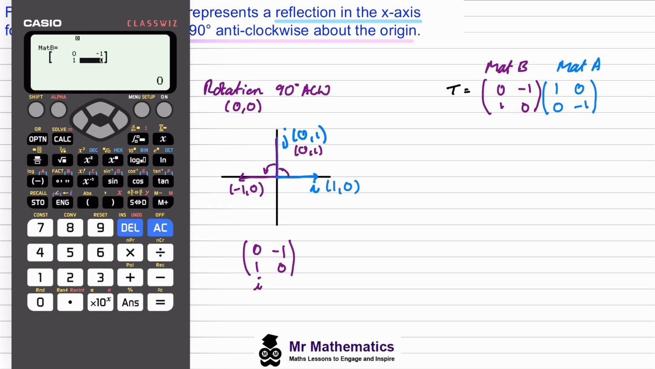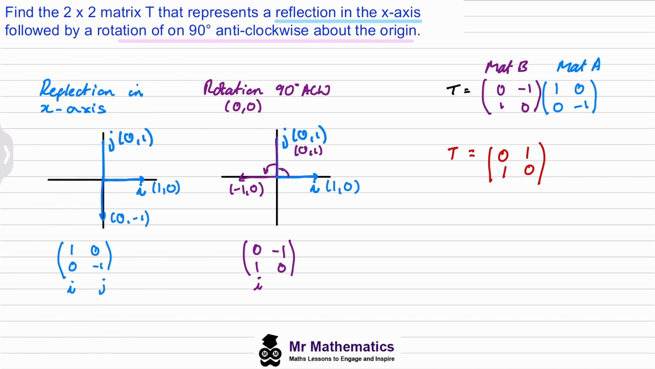So now we need to multiply these together. So we'll choose option 3 for matrix calculations. We want matrix B multiplied by matrix A. And this gives us our 2 by 2 matrix of 0, 1, 1, 0. So in our next example, we're going to look at combining 3 transformations.